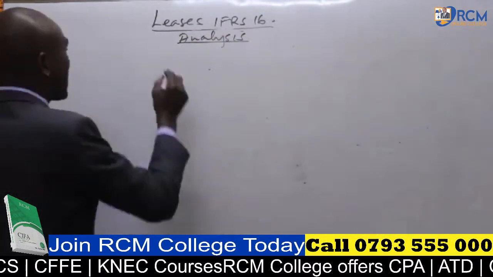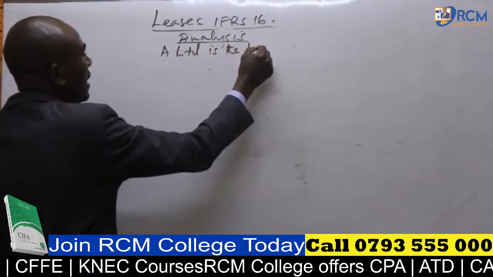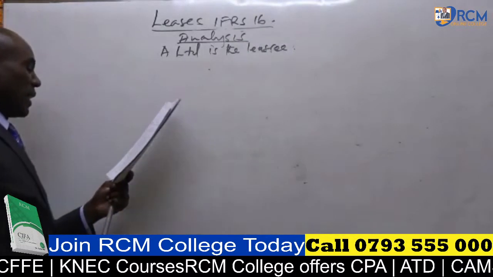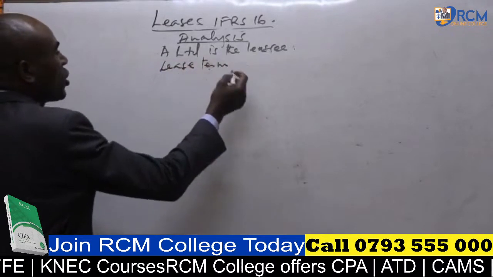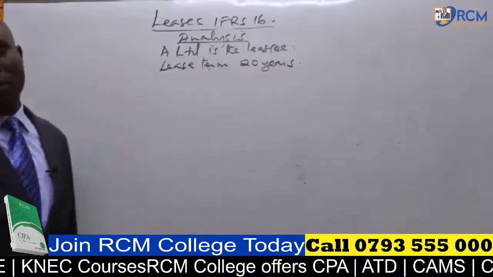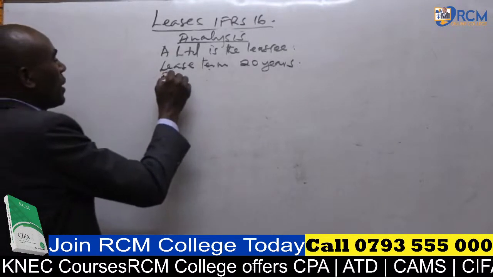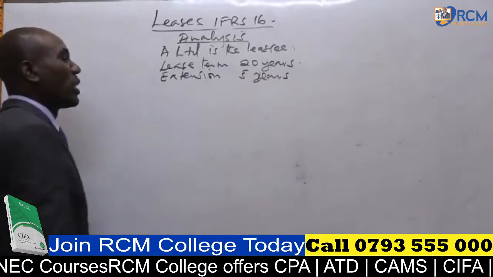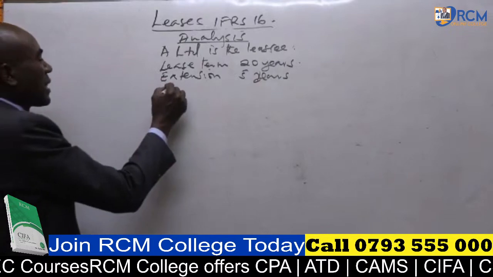Therefore, here, let's do the analysis. A Limited is the lessee of the asset. The lease term on initial was 20 years. Although there is an extension of 5 years, we are not going to extend because we saw it's not reasonable. So the lease term is 20 years.